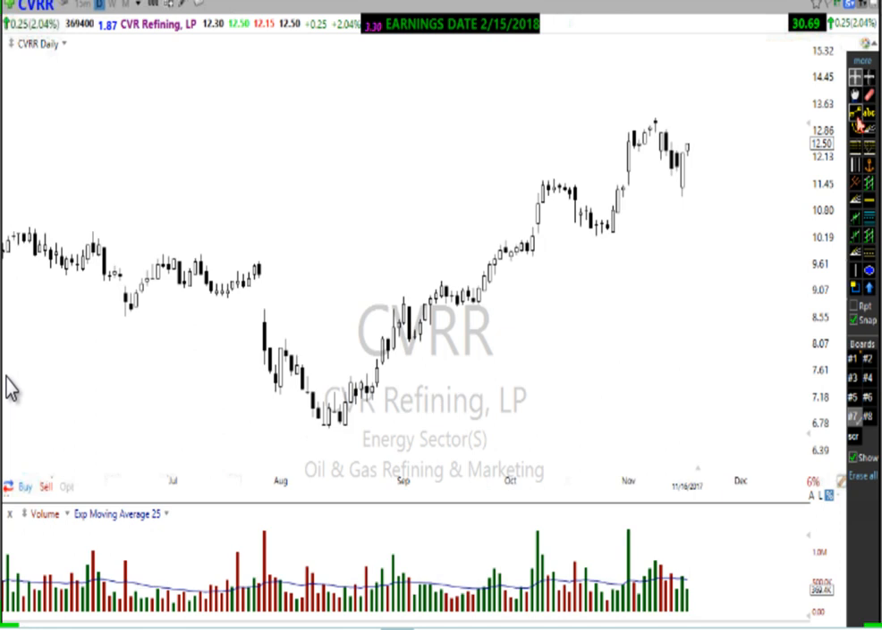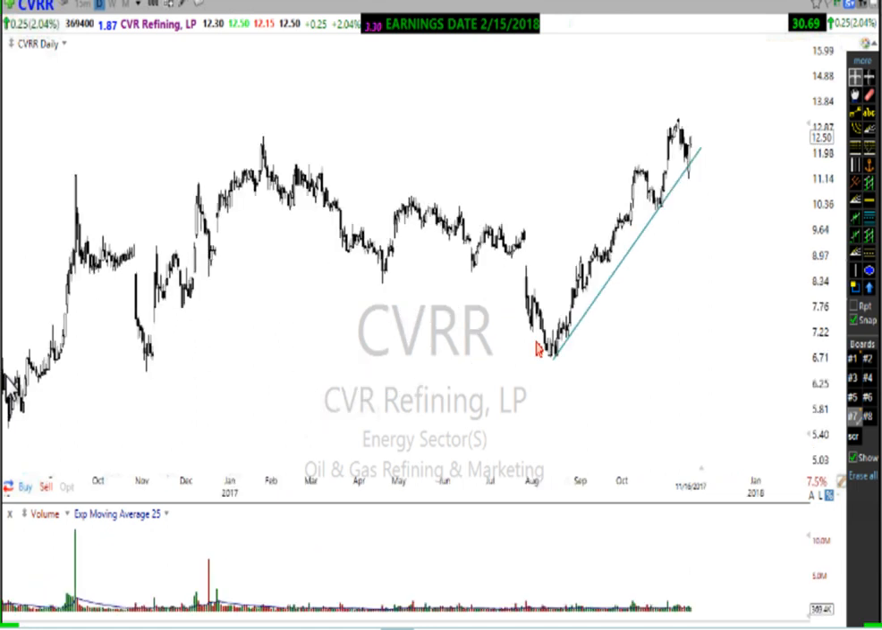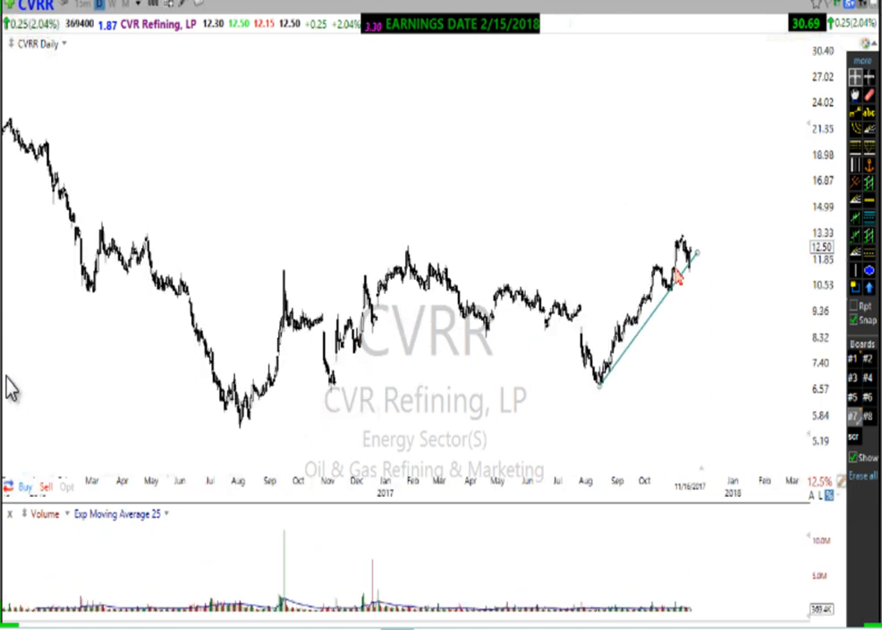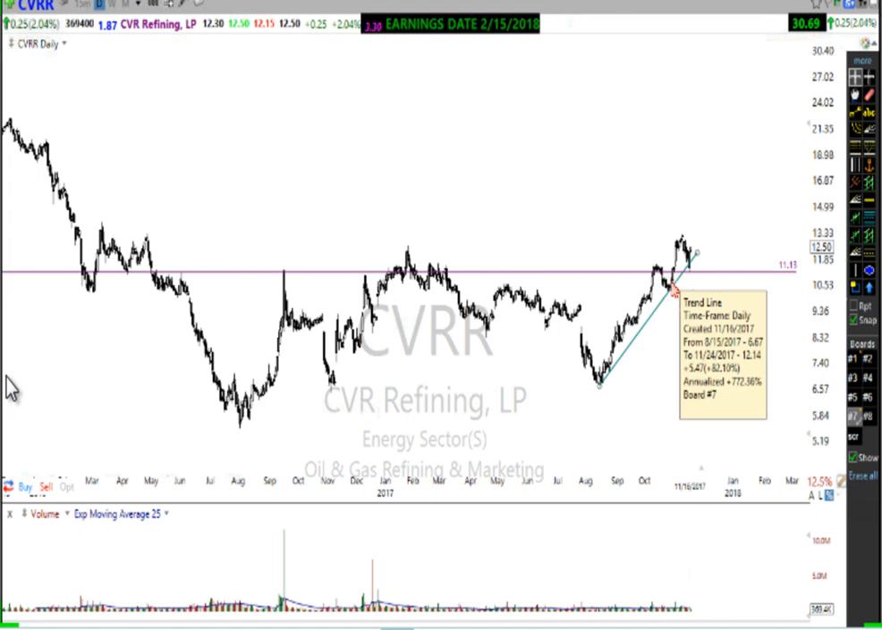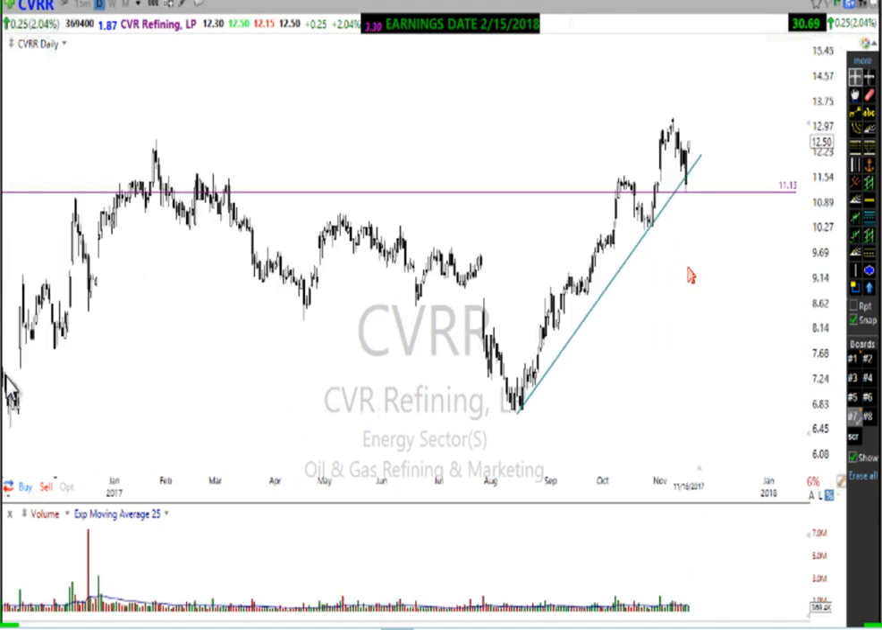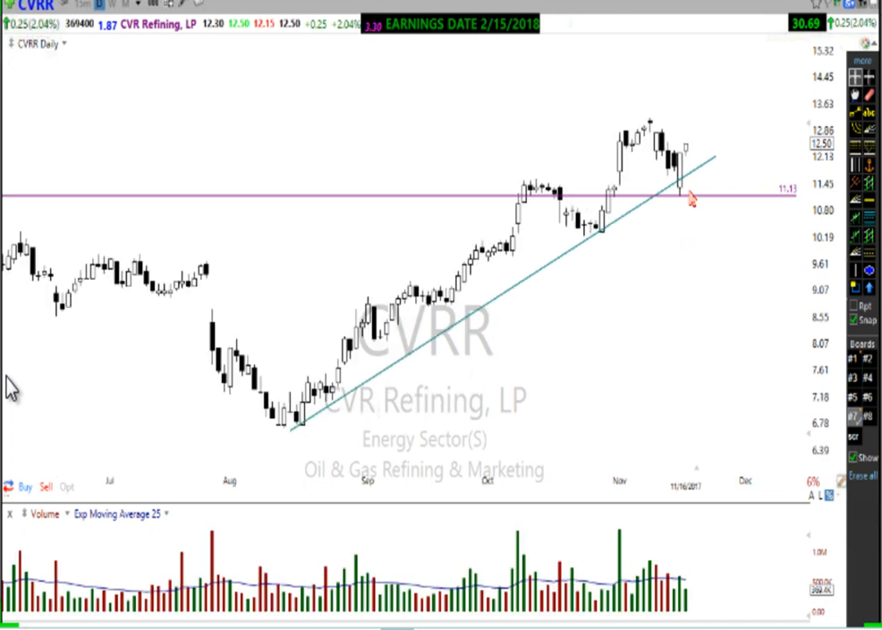CDRR, nice uptrend. Okay, a little funky up here. Let's look back and see if we can see why it got a little funky right in here. Very easy to spot when we pull the chart back. There's the problem why we got a little shaky right here. Okay, we break through, came back to trend, trying to move up.